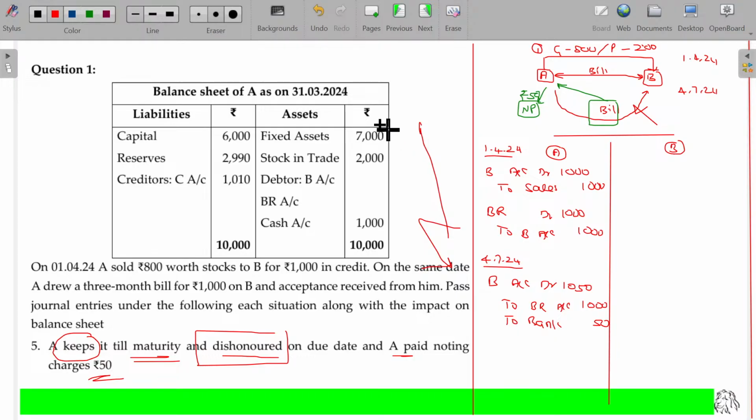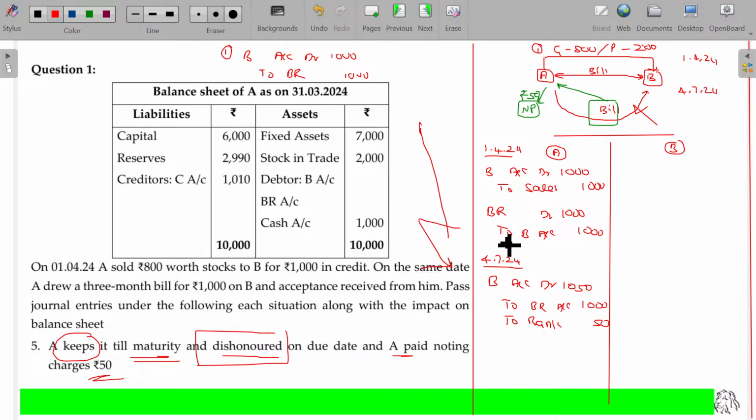Okay, what are the two journal entries? Entry number 1, reversal of BR. As you accepted the BR, I thought you would settle this on due date, but now it is cancelled, so the entry is reversed. BR account debit to B account. On cancelling this, you just reverse this.